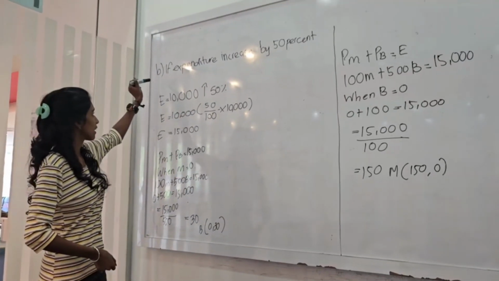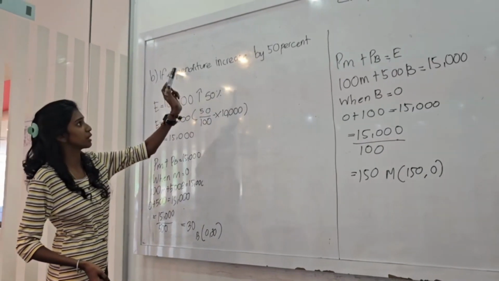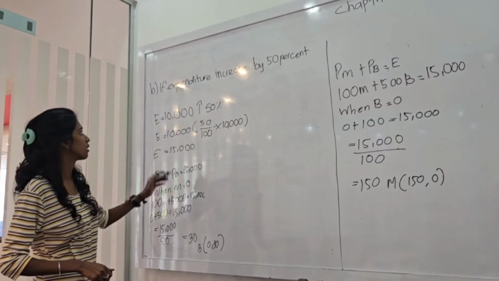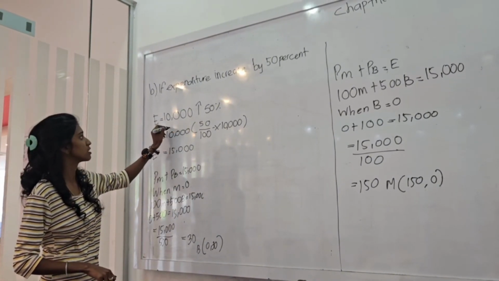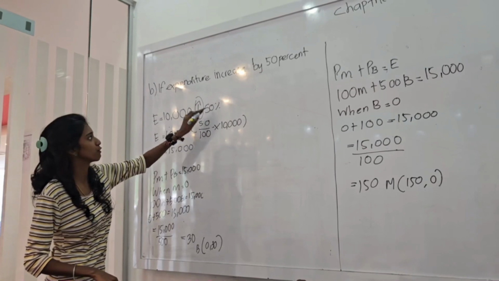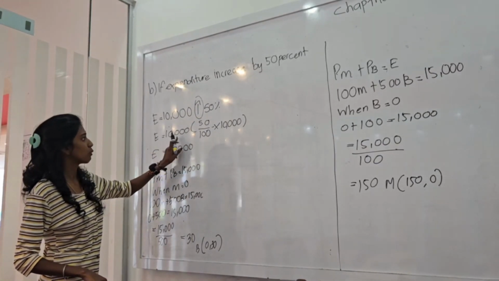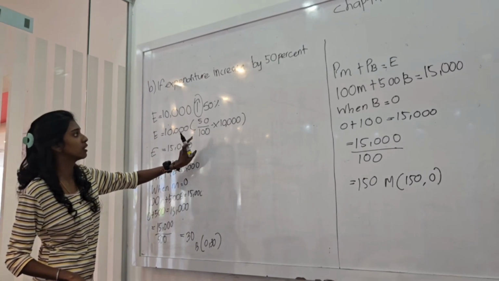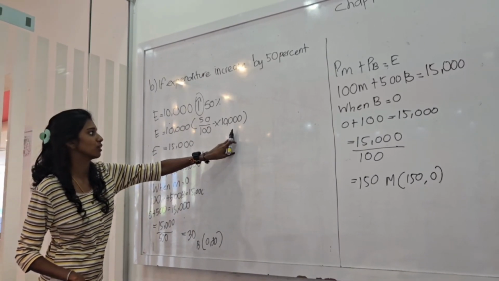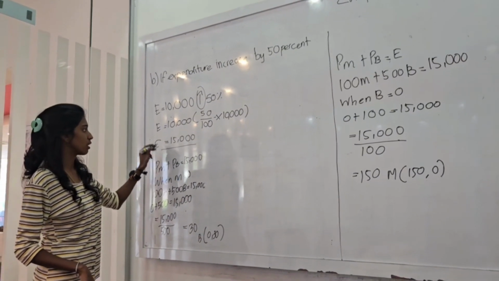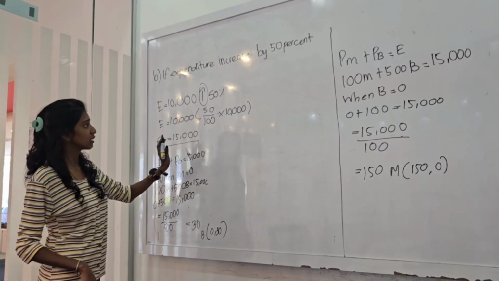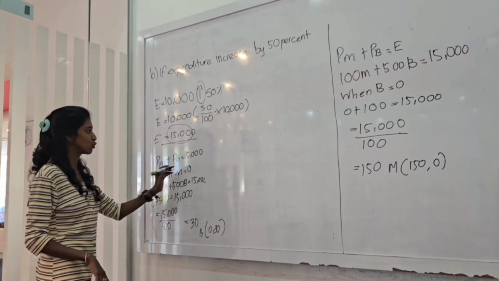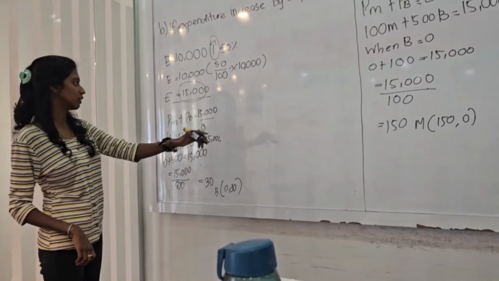The second question is if expenditure increased by 50%. So the expenditure is increased by 50%. So 10,000 times (1 plus 50 over 100) gives 15,000. The answer is 15,000. So the increased expenditure is 15,000, and we want to calculate using the 15,000 here.